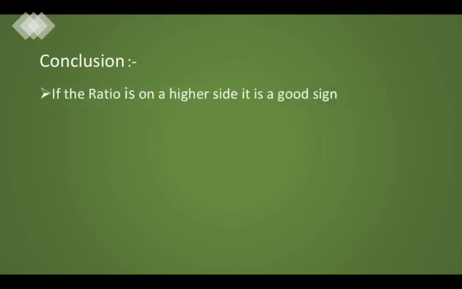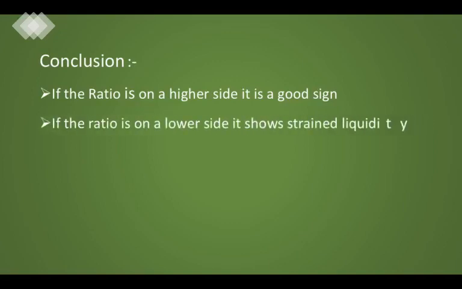So the conclusion we can make is, if the ratio is on a higher side, what does it signify? Yes, it would signify good sign. If the ratio is on a higher side, it would signify good sign, and contrary, if the ratio is on a lower side, it would signify strained liquidity. So whenever you get the inventory turnover ratio and if the ratio is on a higher side, it should immediately strike to you that the frequency of sales is more, hence the profit would come in a much better way.